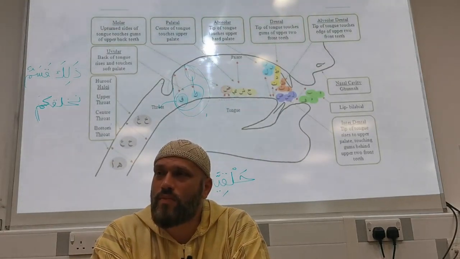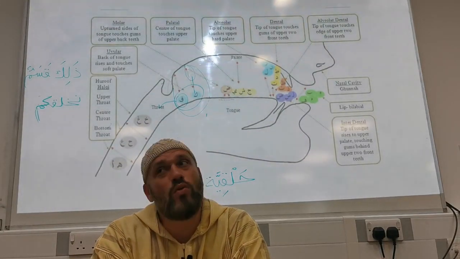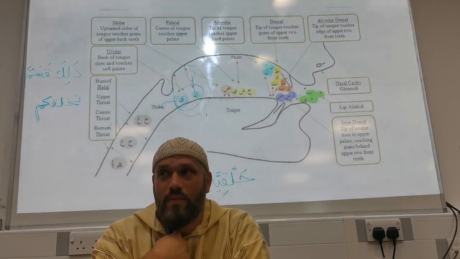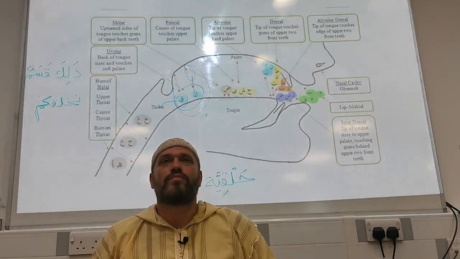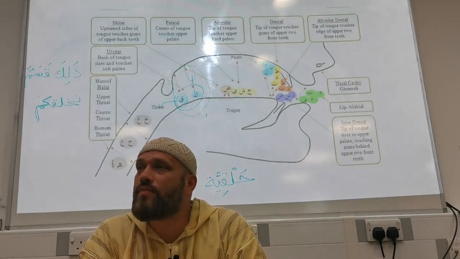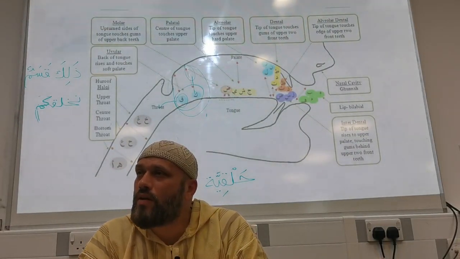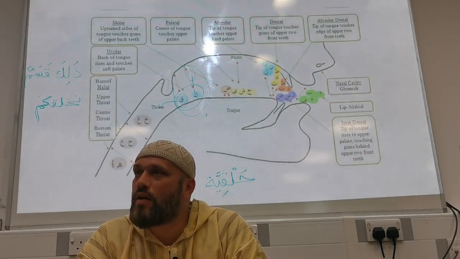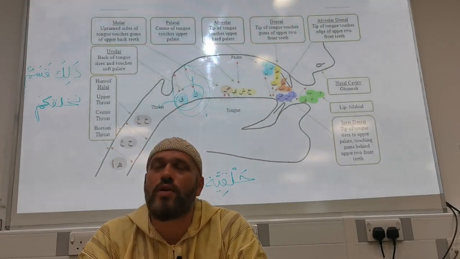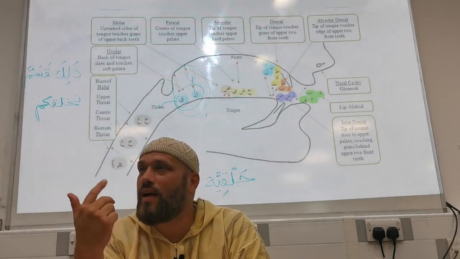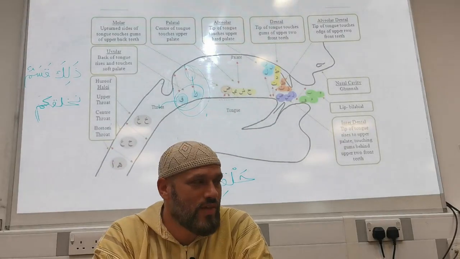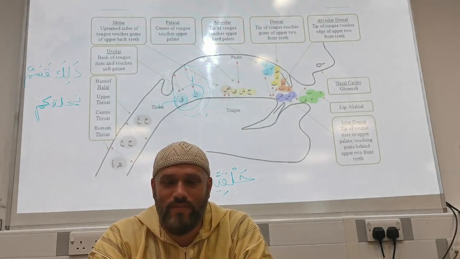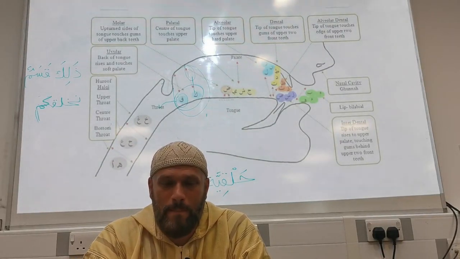So halqiyya, does that mean oral cavity? Or no, halqiyya means throat letters. Throat. Yeah. Okay. Yes? Because you said qaf and kaf means halqiyya. Yes, qaf and kaf. Ah, sorry, no. The hamza, ha, ain, ghain, kha are halqiyya, not the qaf and the kaf.